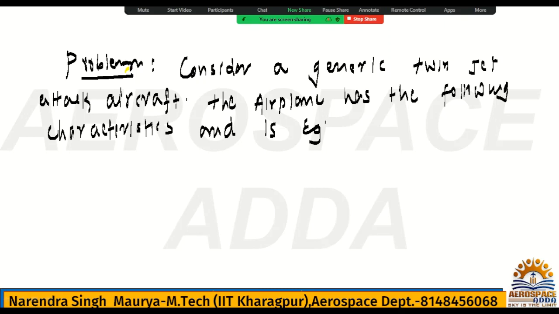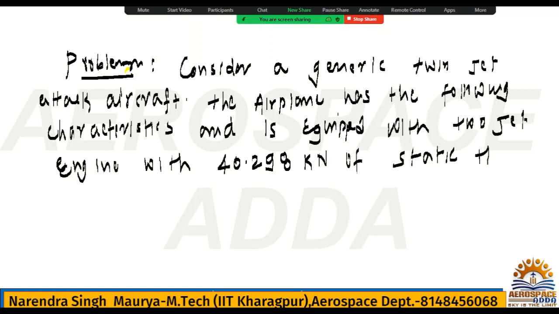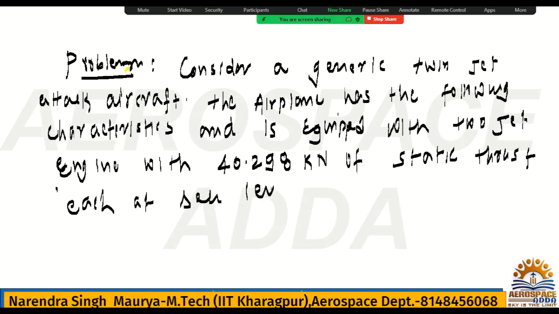Please note down the problem. And is equipped with two jet engines, with 40.298 kilonewton of static thrust each at sea level. Please write down the problem. Static thrust, each at sea level. Okay.